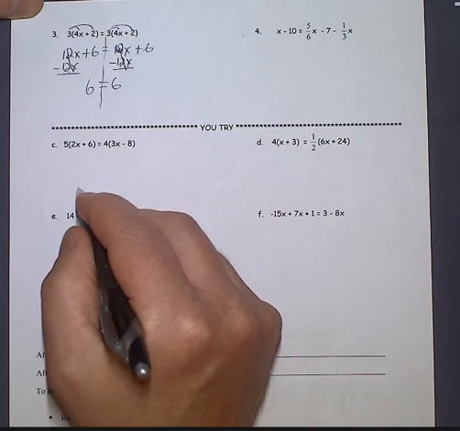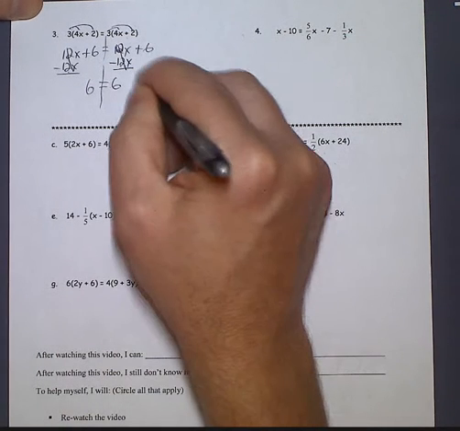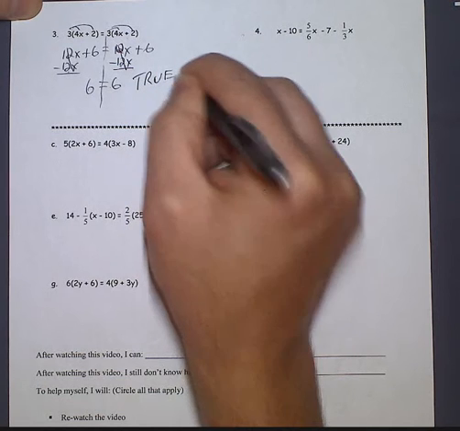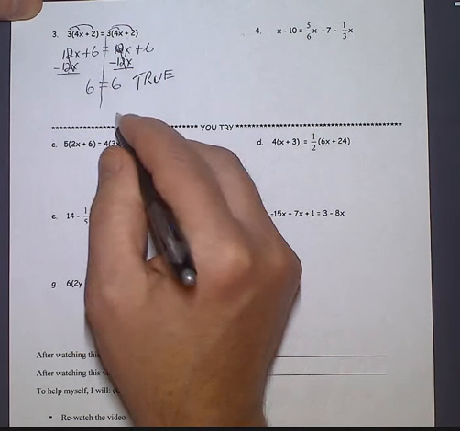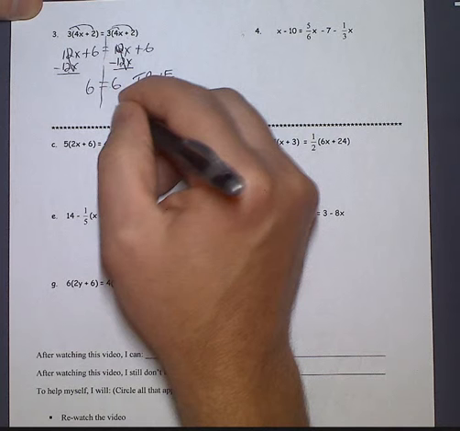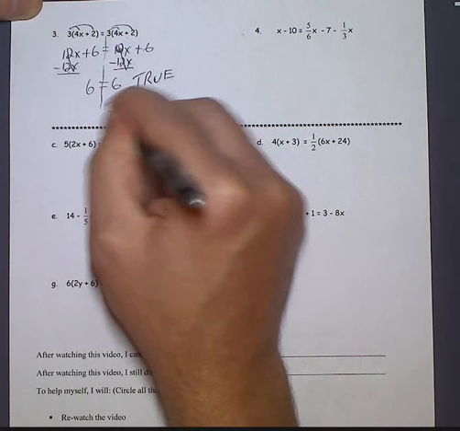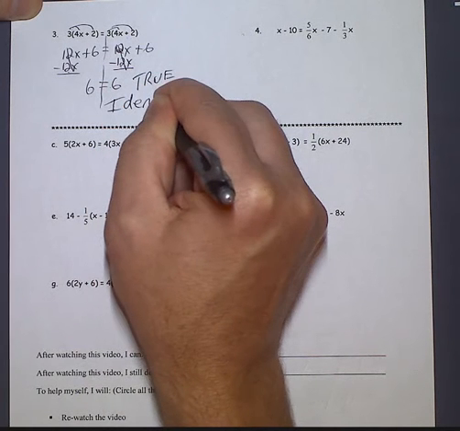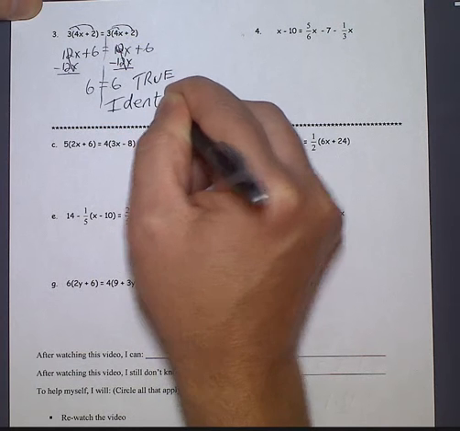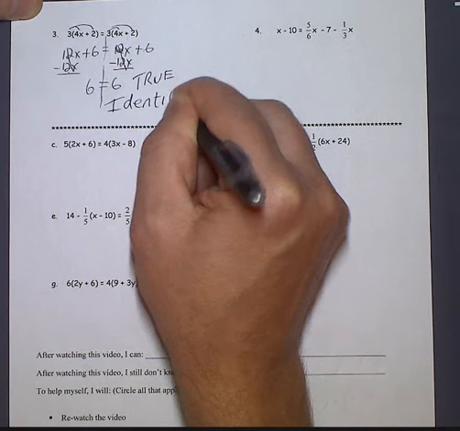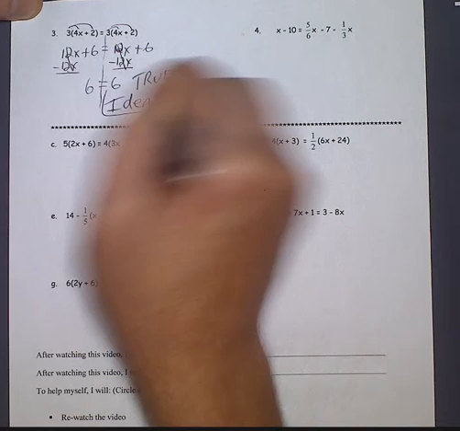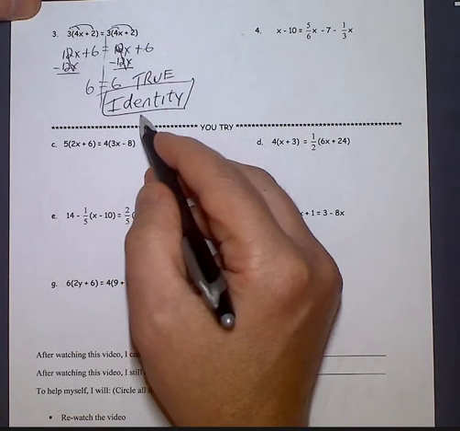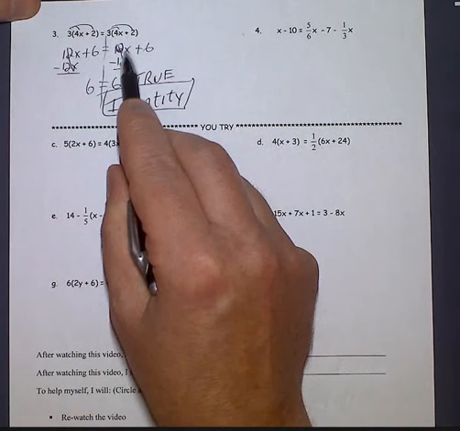Okay, well 6 equals 6, that's true. That's definitely a true statement. And if it's a true statement, we can look on the front and we're going to say that is our identity. Identity just means all solutions. So any number would work for x in here.